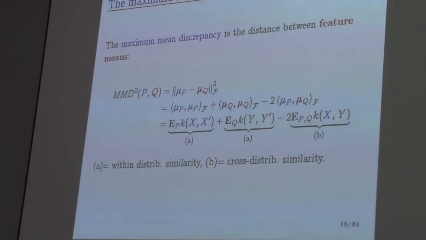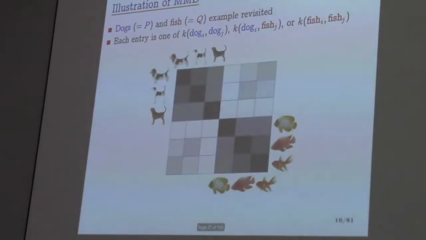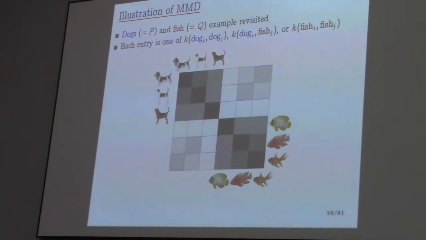All right. So let's see what this looks like when I do it based on samples. Here are my dogs and my fish. Each of these squares is the kernel between one object and another. If you think of a kernel as a dot product, if the two feature vectors align well, the dot product is large and the objects are similar. If the two feature vectors are close to orthogonal, the dot product is small and the objects are different. So you can see that a dog is very similar to another dog, but a dog is not so similar to a fish. Okay? What is my statistic?